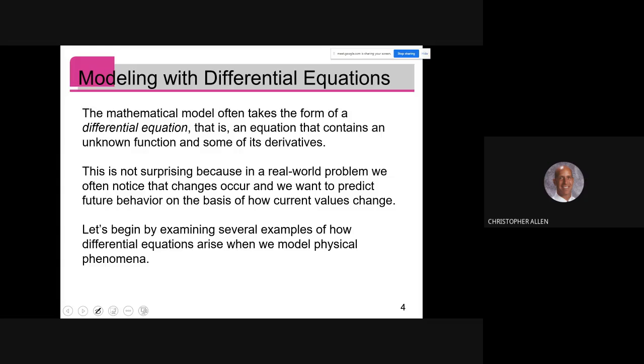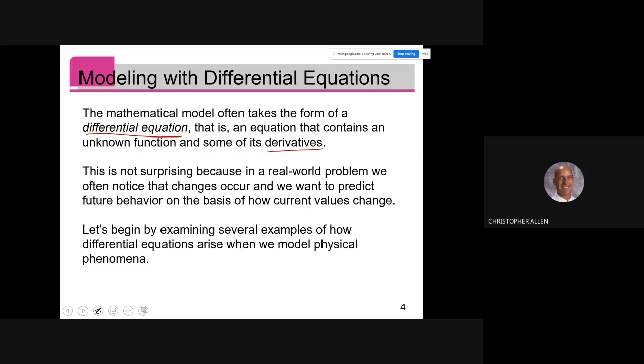All right. A mathematical model often takes the form of a differential equation. That is, an equation that contains an unknown function and its derivative. That's why we call it a differential equation. This is not surprising because in real-world problems, we often notice that change occurs and we want to predict future behavior on the basis of how current things change.